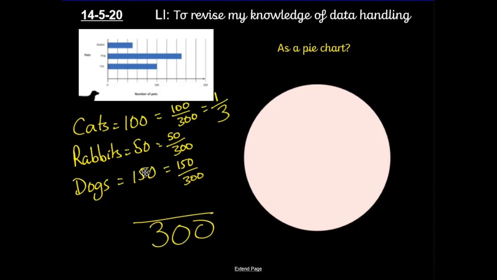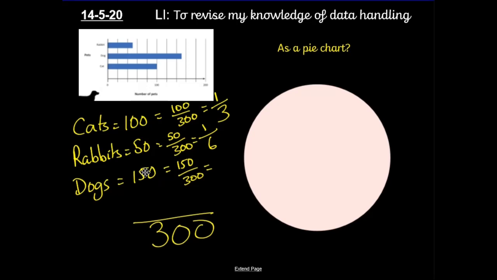Okay, rabbits. Not quite as straightforward as dividing by 100, but they both can be divided by 50. 50 divided by 50 is 1, and 300 divided by 50, well, 300 again, do it that way. 300 divided by 5 is going to be 60. Okay, so 300 divided by 50 is going to be 6.